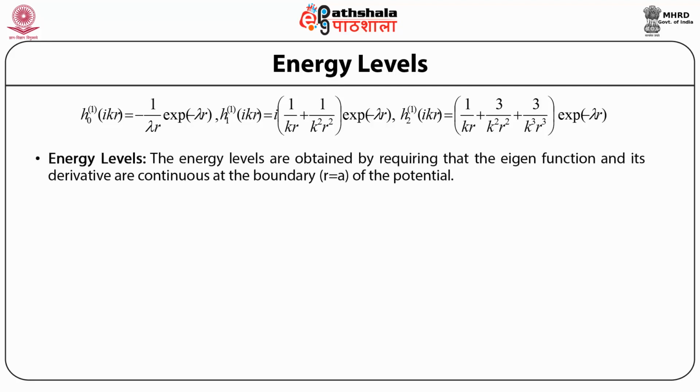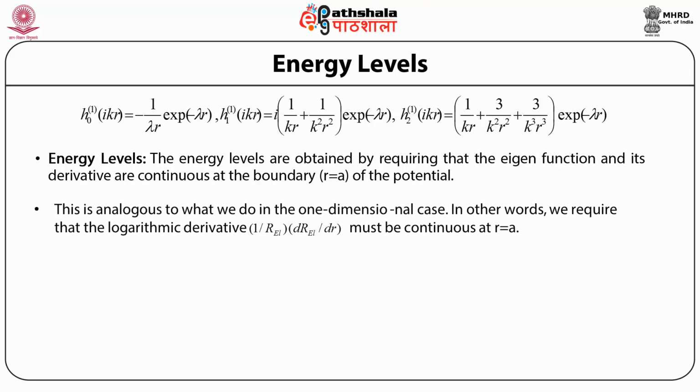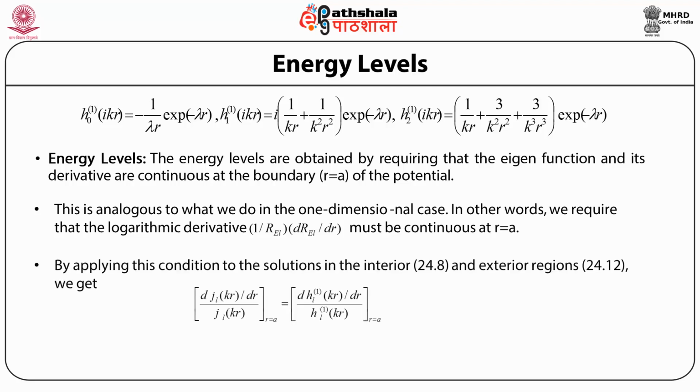Energy levels. The energy levels are obtained by requiring that the eigenfunction and its derivative are continuous at the boundary, r = a, of the potential. This is analogous to what we do in the one-dimensional case. In other words, we require that the logarithmic derivative (1/R_El)(dR_El/dr) must be continuous at r = a. By applying this condition to the solution in the interior 24.8 and exterior regions 24.12, we get (dj_l(kr)/dr)/j_l(kr) = (dh_l^(1)(κr)/dr)/h_l^(1)(κr) at r = a.